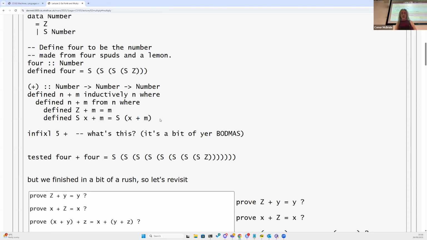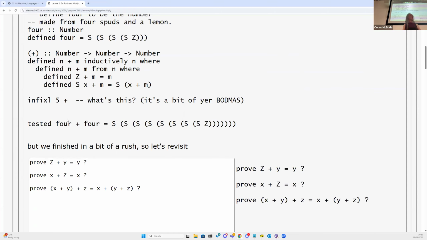All right? And then we actually ran the program. We tested 4 plus 4, and because 4 is successor of successor of successor of successor of 0, the equations tell us how to add 4 to 4. And we end up with 8. Isn't that reassuring? Okay, look, no hands. Clemens is doing the work.